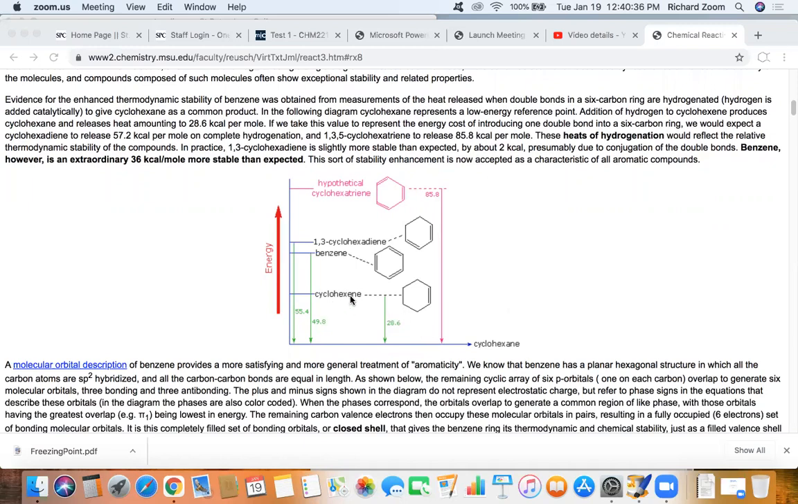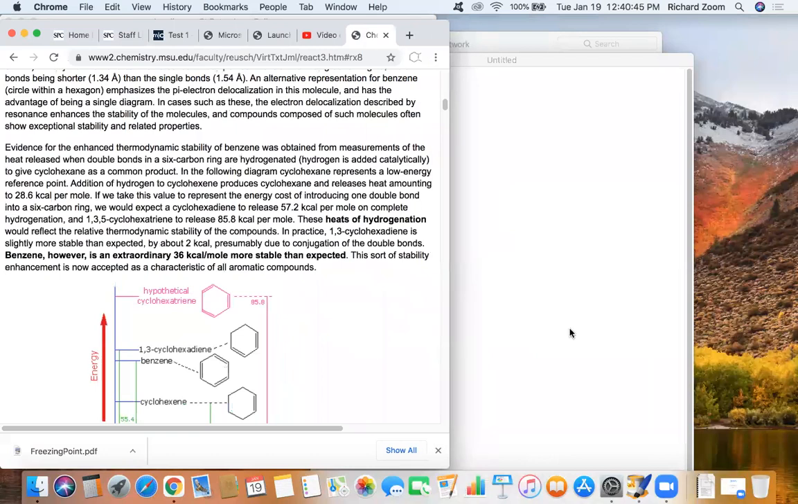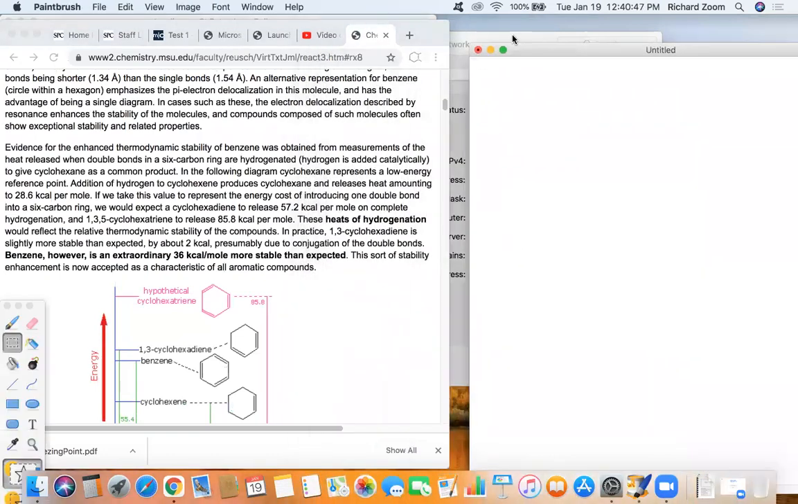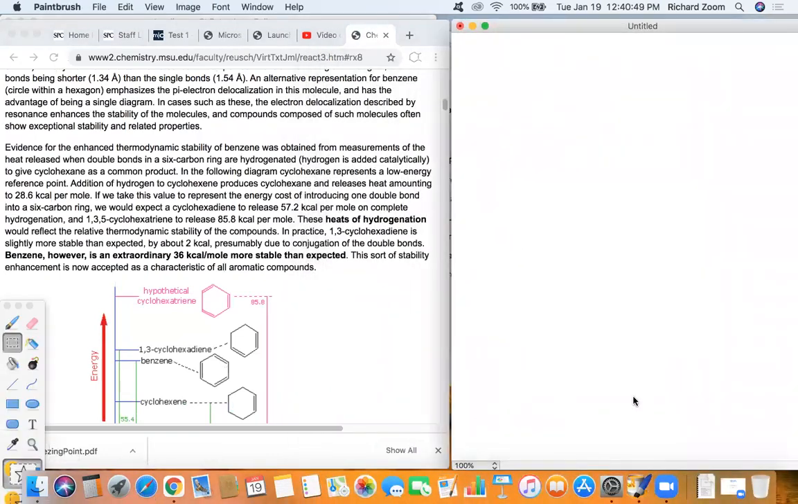So when you take cyclohexene, which is this compound, so only got 1 double bond in the ring, and you treat it with hydrogen gas, I might do a little bit of drawing over here to help with the explanation.